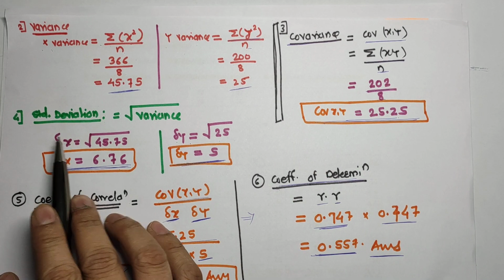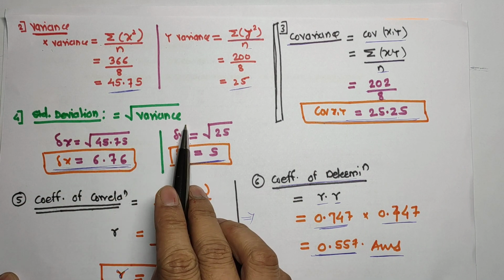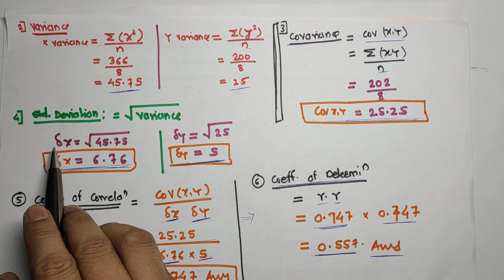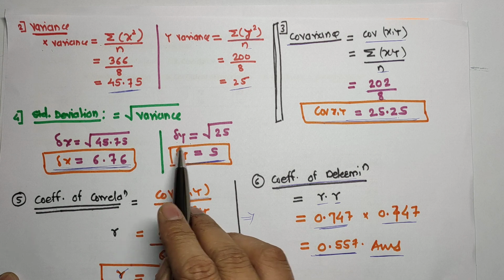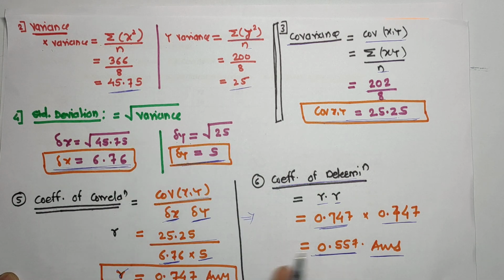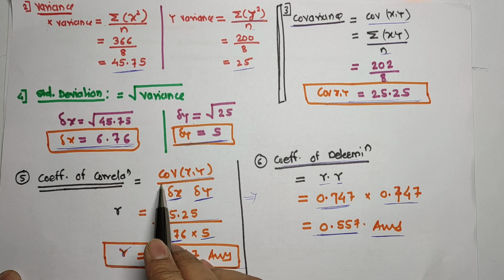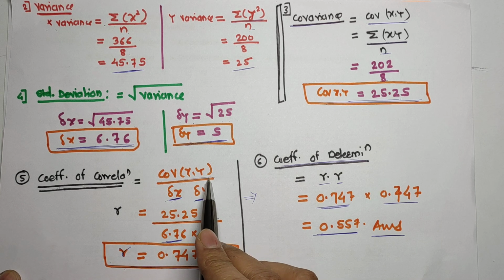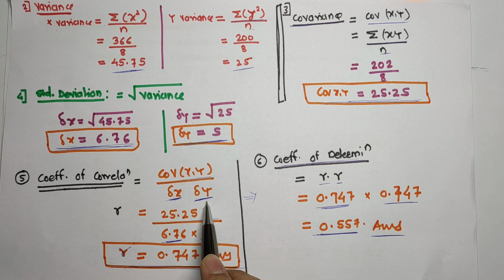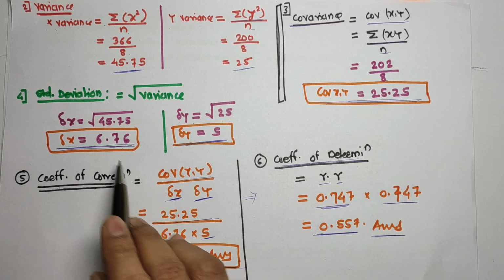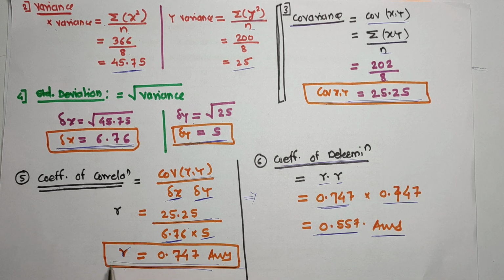And we know standard deviation is nothing but the under root of variance. So we have calculated the standard deviation of x and the standard deviation of y, just by taking the under root. Next we have to find the coefficient of correlation. We have the formula: covariance of xy divided by sigma x into sigma y. So we have calculated covariance of xy, divided by sigma x into sigma y. Just put the value, and you will get small r, the coefficient of correlation, as 0.747.